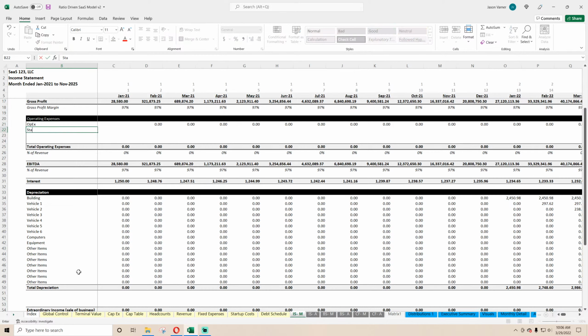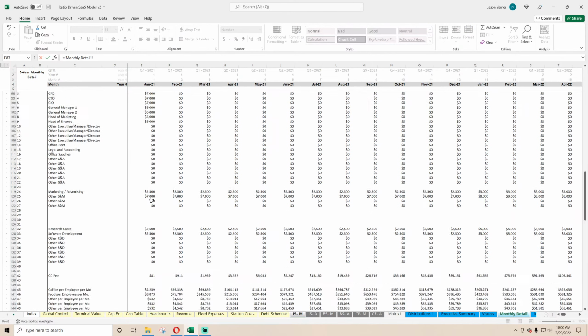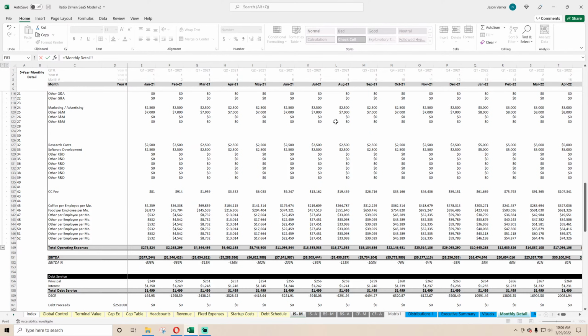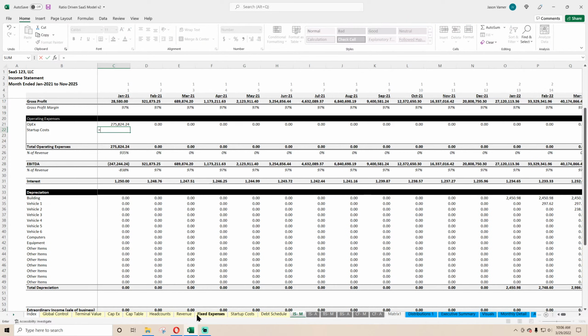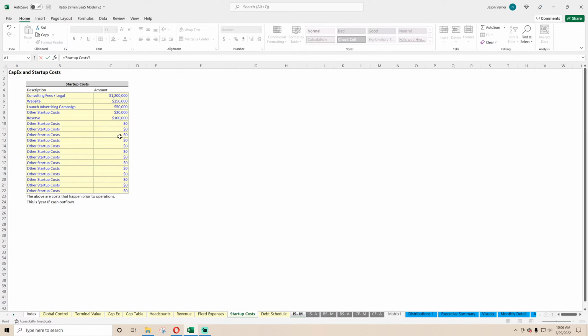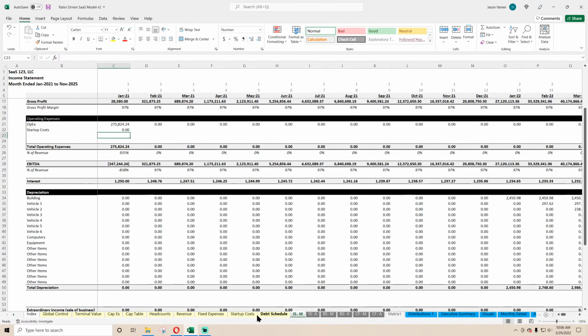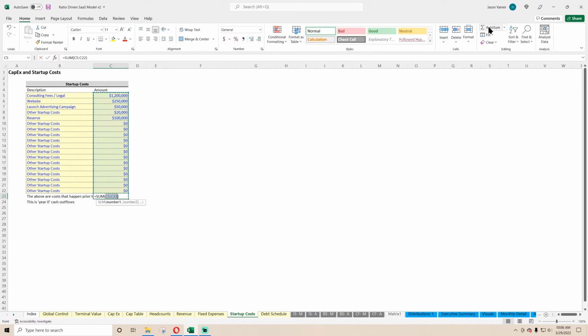OpEx and then startup costs. So this is your total OpEx. Then we do have startup costs will be here. Let's sum up this.